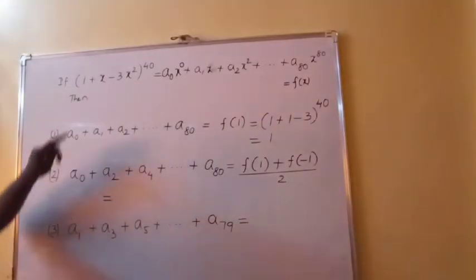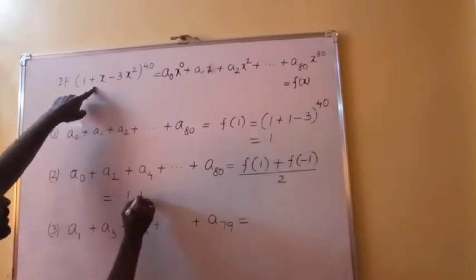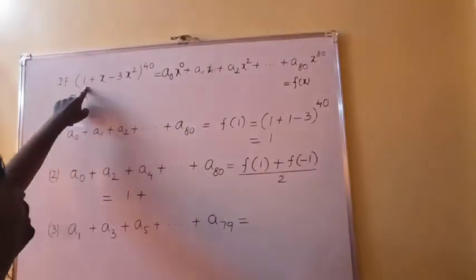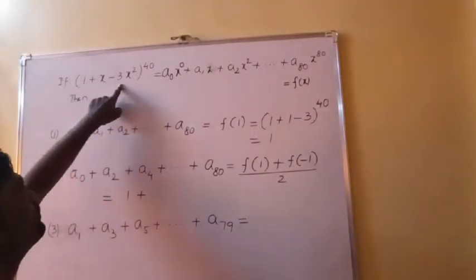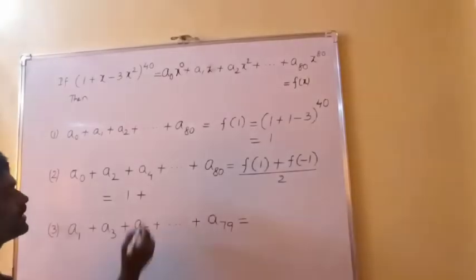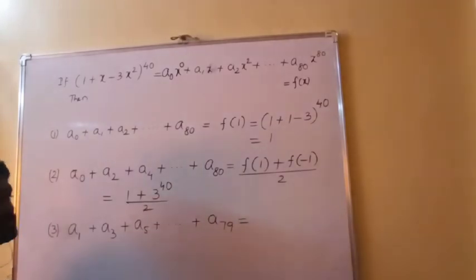Once you put x value 1 here, you get the answer 1. Then once you put x value minus 1 here, 1 minus 1 is 0, minus 3 into 1 square is minus 3, and minus 3 whole power 40 is the same as 3 power 40, divided by 2. Over.